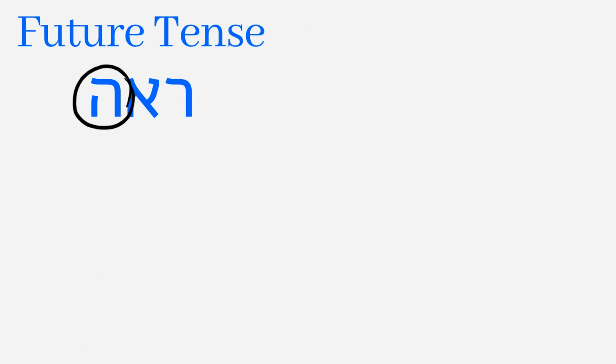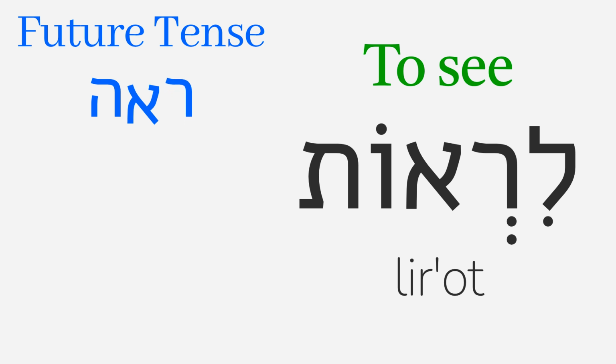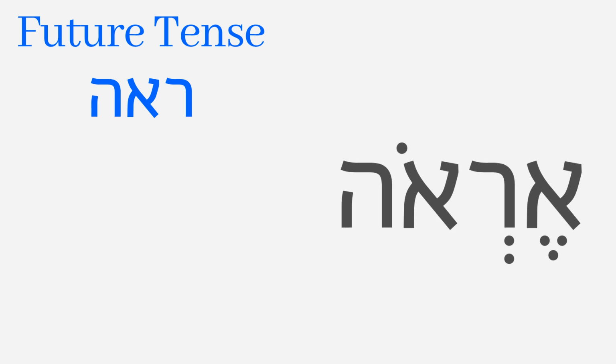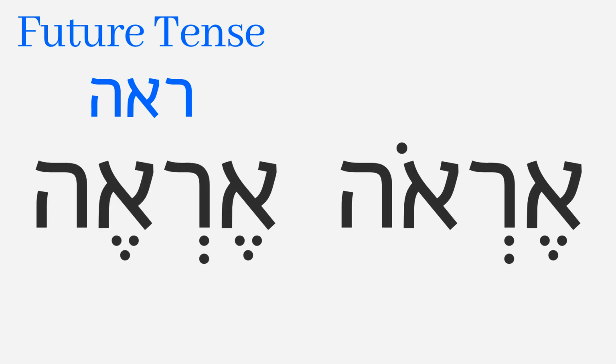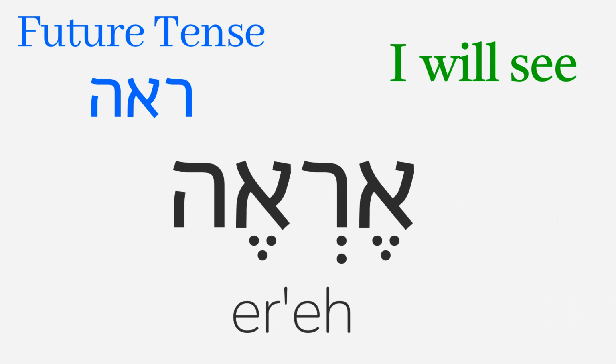Today, let's also see how the future tense is formed when we have a root whose third letter is he. We've seen these roots have irregular forms in the present tense, infinitive, and past tense, and the future tense is no different. Let's see the future tense of lirot, to see, which is from the root resh aleph he. With most forms of the future tense, the difference between a regular future tense and one which has a root ending with he is that the vowel between the second and third root letters will not be a cholam, but a segol. So I will see will not be o with a cholam, but e with a segol.